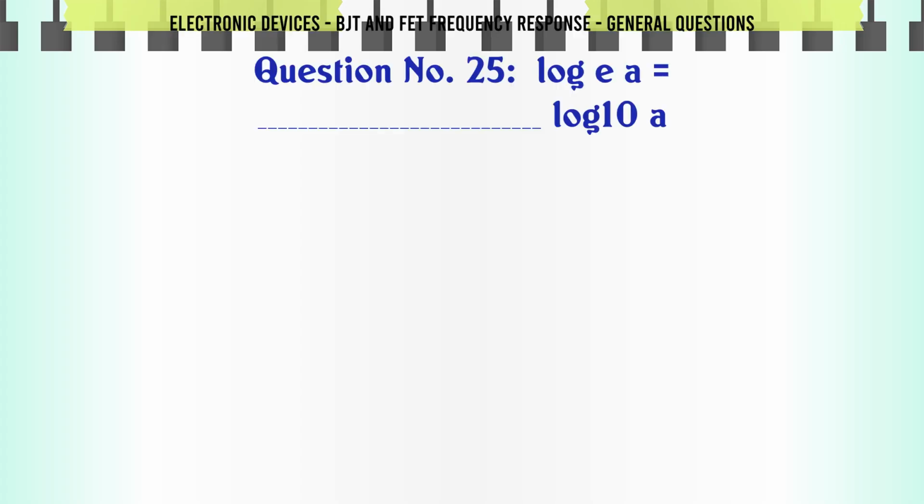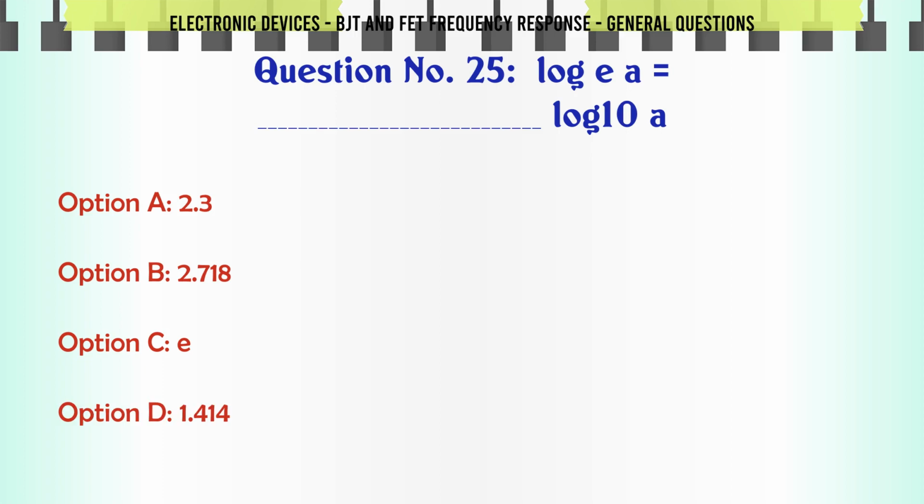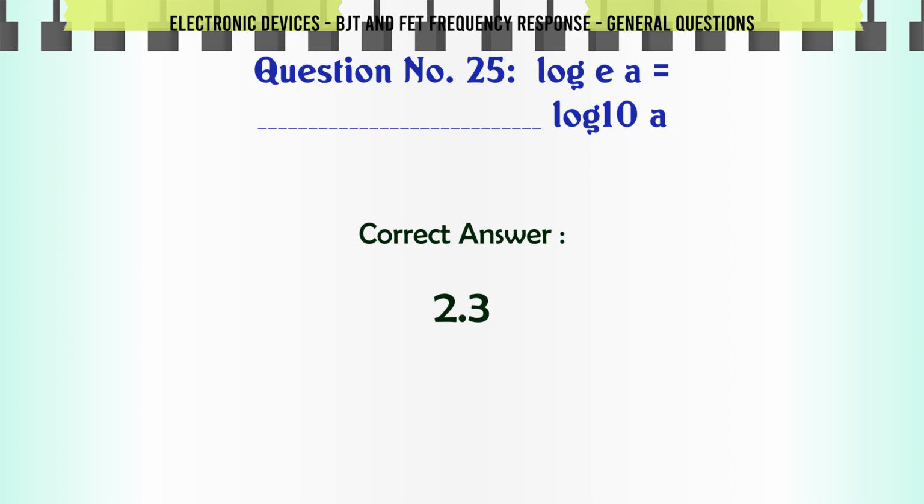log e A = ___ log 10 A. A. 2.3, B. 2.718, C. e, D. 1.414. The correct answer is 2.3.